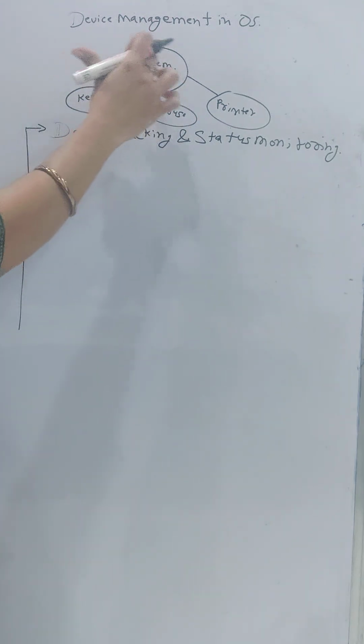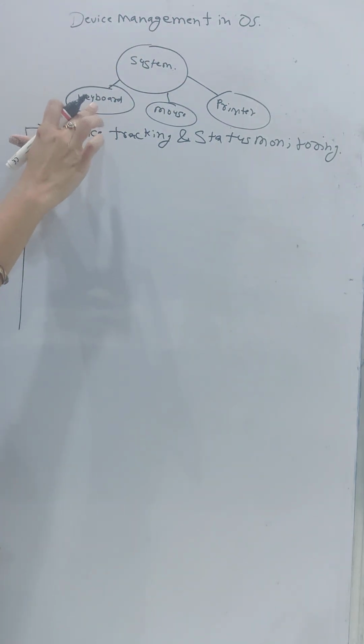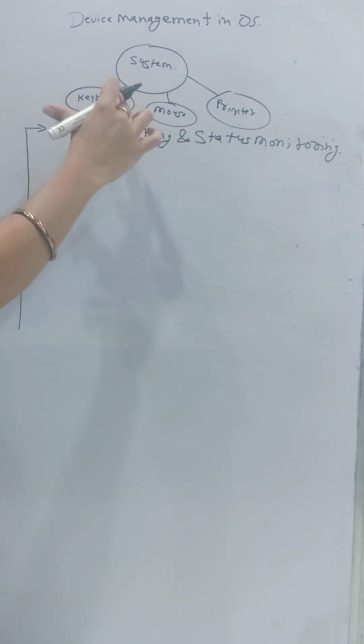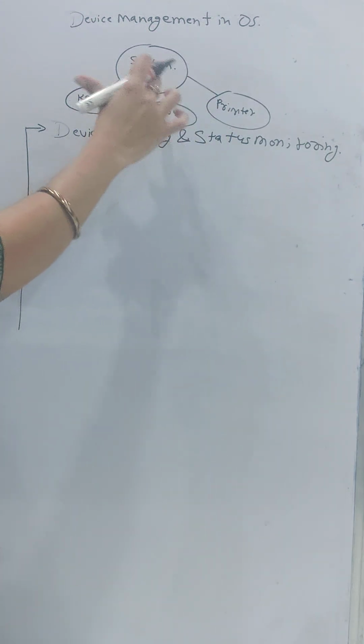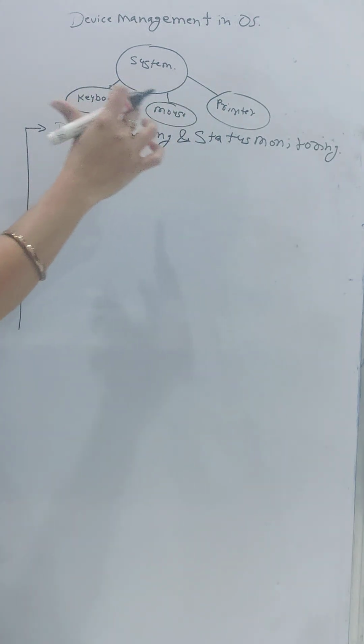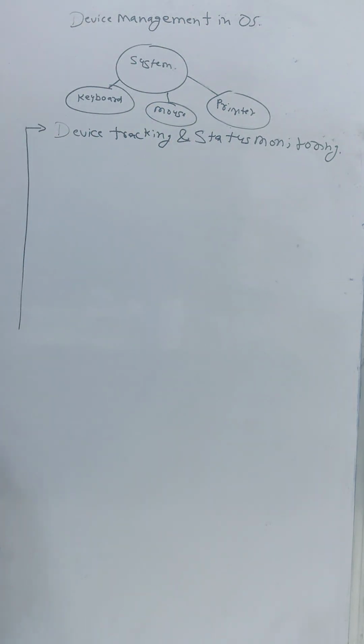Suppose this is our computer system. Multiple devices like keyboard, mouse, printer are connected to the computer system. The operating system will manage all these devices. This is called device management in operating system. So we will see how the operating system manages all these devices.